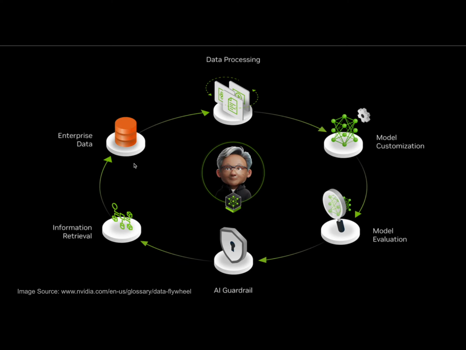Enterprise data supplies the core knowledge. Data processing cleans and prepares that data. Model customization adapts the LLM for specific tasks or domains. Model evaluation tests performance and accuracy. AI guardrails, which we will deploy today, make sure responses are safe, accurate, and policy compliant. Information retrieval brings in real-time knowledge from external sources. Together, these steps create a cycle that continuously strengthens the AI agents.